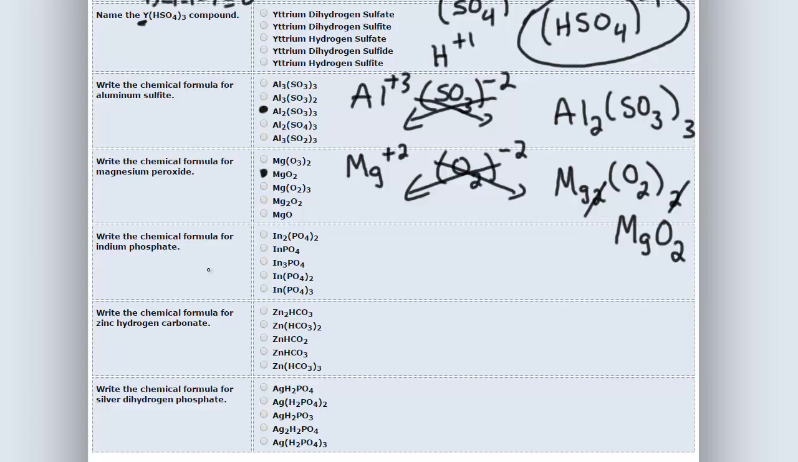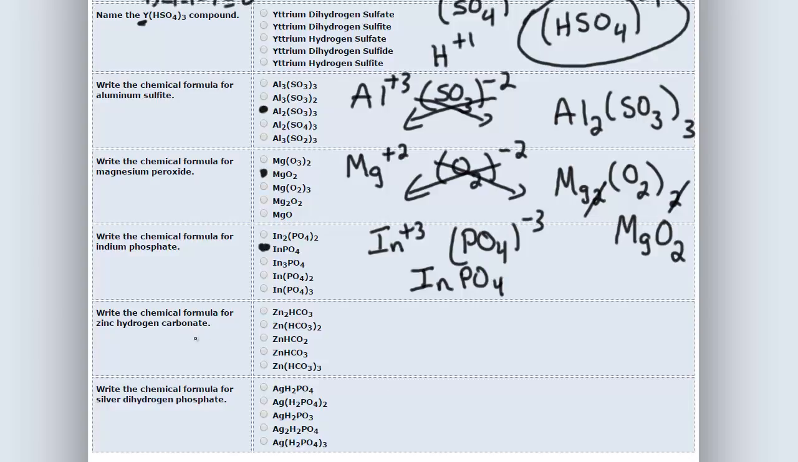Write the chemical formula for indium phosphate. Indium is a +3 charge. Phosphate, PO4, that's a -3 charge. We have +3 -3 equals 0 is our math equation, so our formula becomes InPO4, indium phosphate.